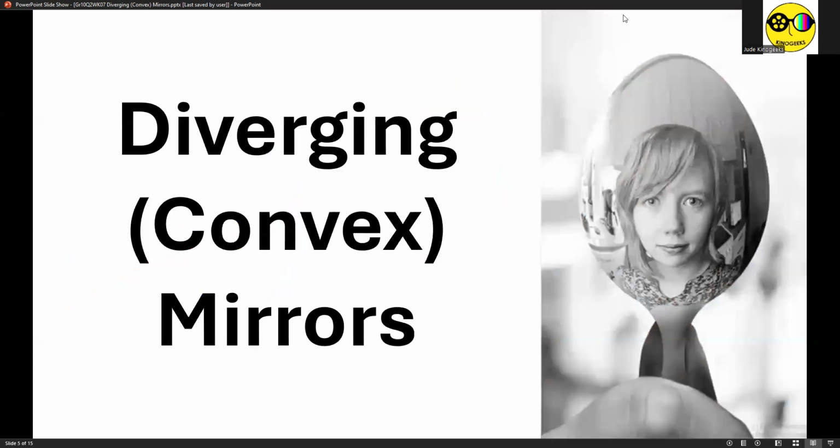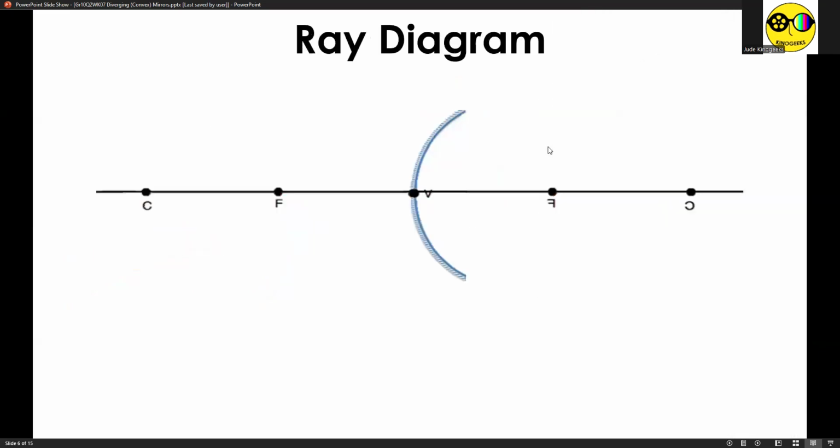Okay, so at this point, we're now finally closing our chapter on converging or concave mirrors, and we will move on to diverging or convex mirrors. So the difference between the ray diagram of diverging and concave mirrors is that in this case, the ray diagram is somewhat expanded in a way that we have duplicated focus and radius of curvature, because for concave mirrors, they're only focused mostly on the left side, say for case number 5.